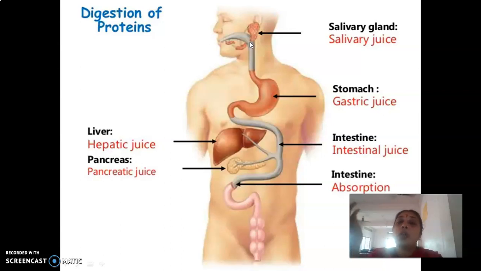So how is the pepsinogen converted into pepsin? The pepsinogen is converted into pepsin only at a pH of 2. So it is the optimum pH for pepsinogen to get converted into pepsin, and this pH of 2 is actually given by the concentrated HCl. So that's one of the main functions of HCl, that is to provide a pH of 2 so that pepsinogen can be converted into pepsin.